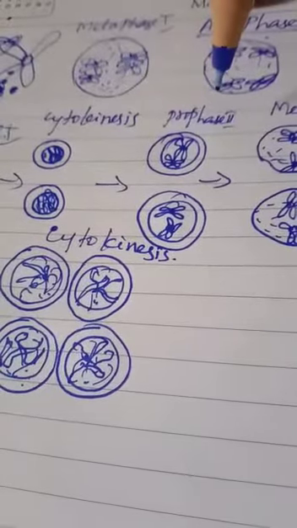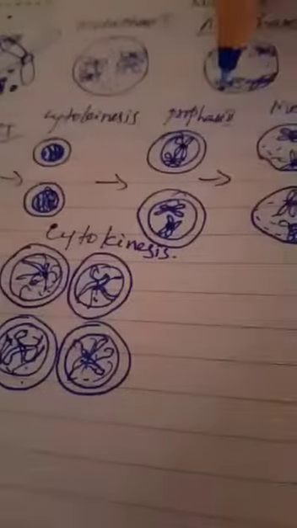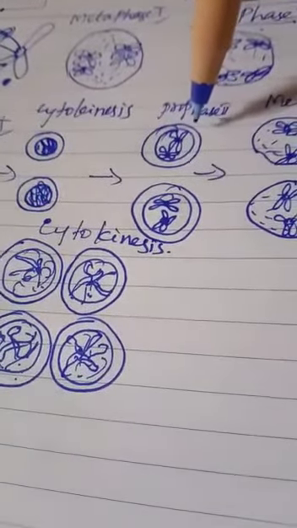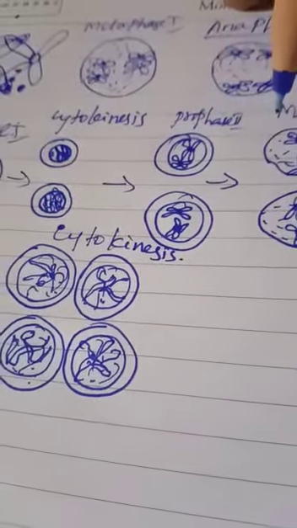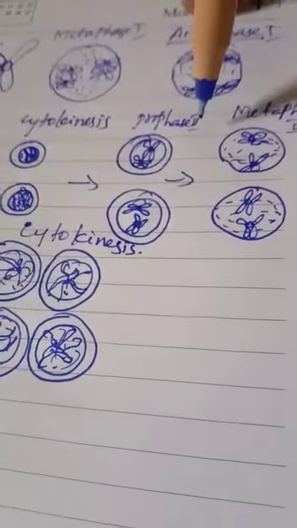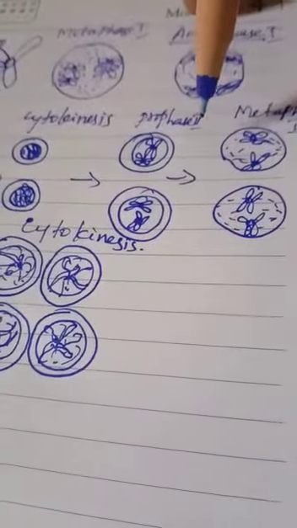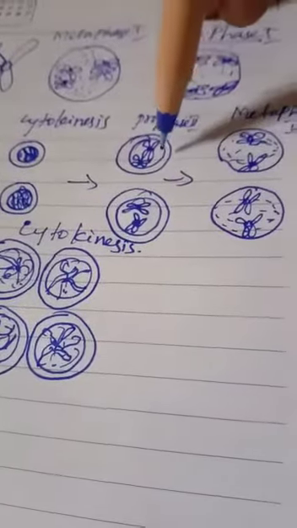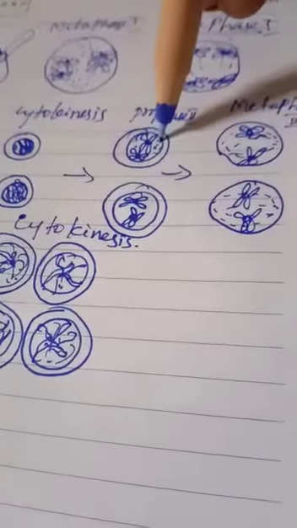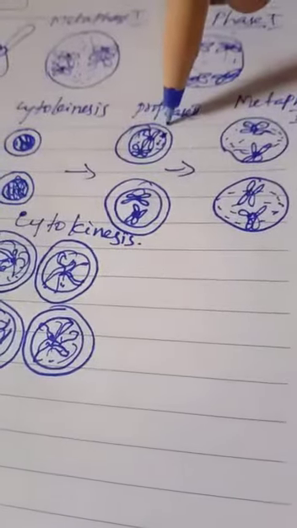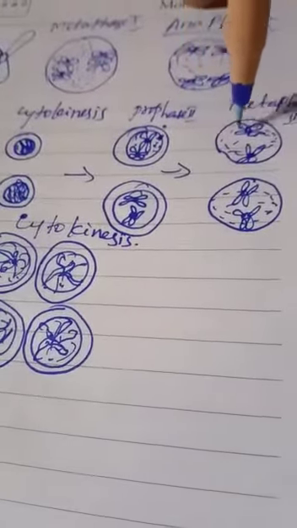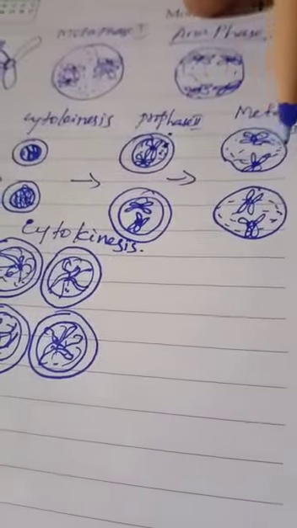In prophase 2, the centrioles divide into 2, and each one moves to the opposite pole. In this stage, the aster and spindle fibers appear. Then the nuclear membrane and nucleolus disappear. You see that the nuclear membrane and nucleolus disappear here.